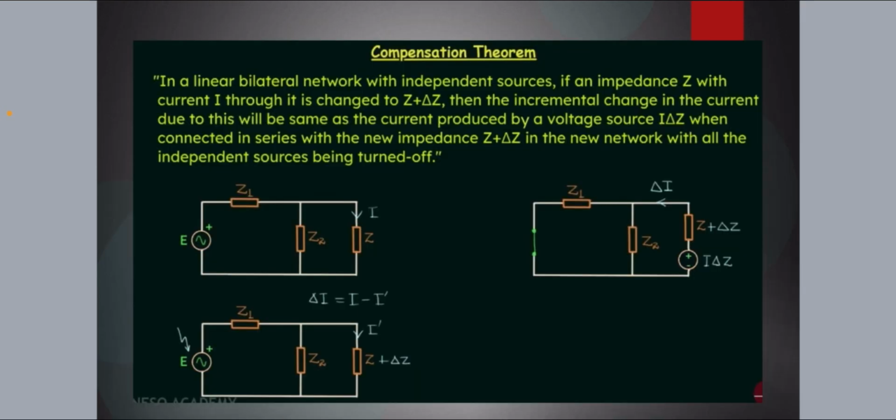And coming to the compensation theorem, in a linear bilateral network with independent sources, if an impedance Z with current I through it is changed to Z plus delta Z, then the incremental change in the current due to this will be the same as the current produced by a voltage source I delta Z when connected in series with the new impedance Z plus delta Z in the new network with all the independent sources turned off. And these are the circuit diagrams of the compensation theorem.